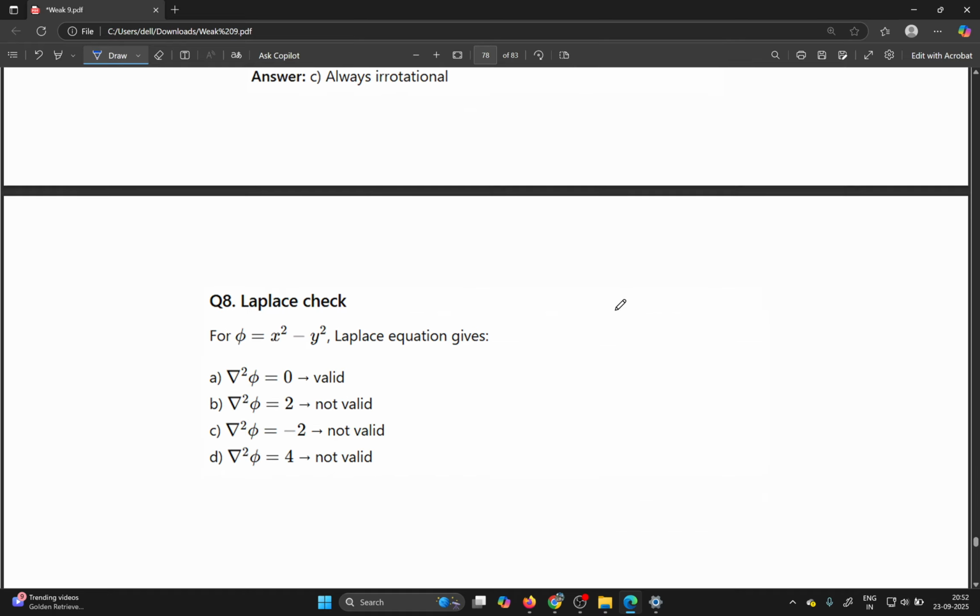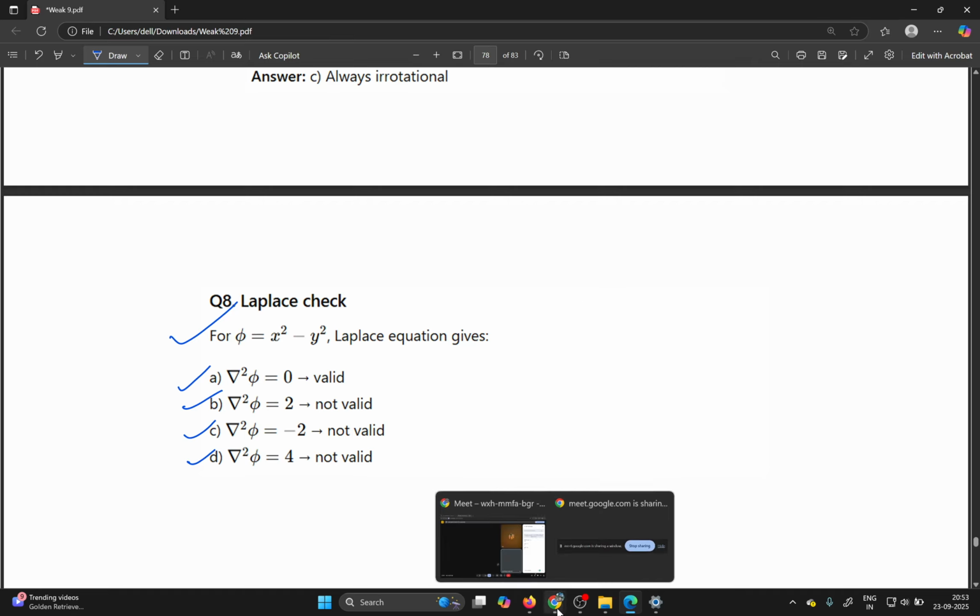The next question is Laplace check, whether this follows the Laplace or not. Which option is correct? Del square phi is equal to 0, valid. Del square phi by 2, not valid. Del square phi by 2 is not valid. And del square phi is equal to 4. So which option will be correct? Check the Laplace. So you have again 2 minutes. Within 2 minutes, just think on that.